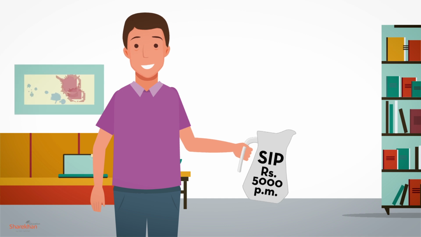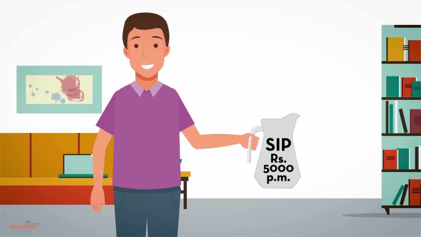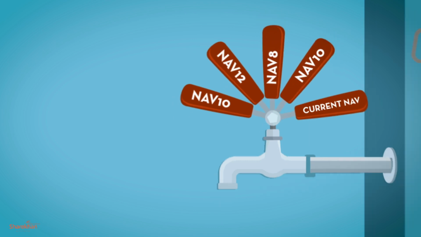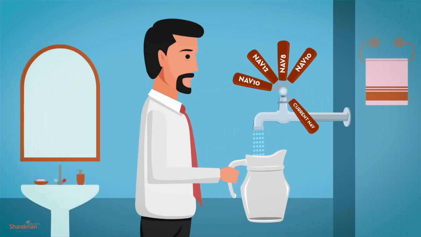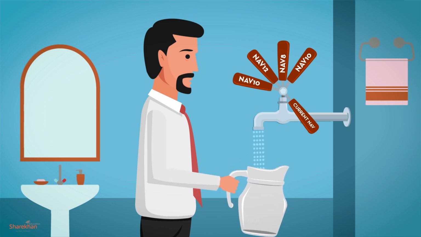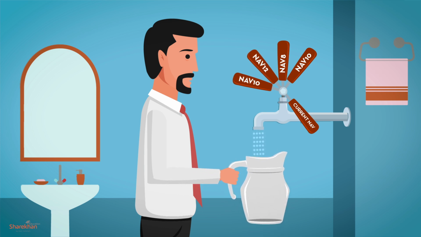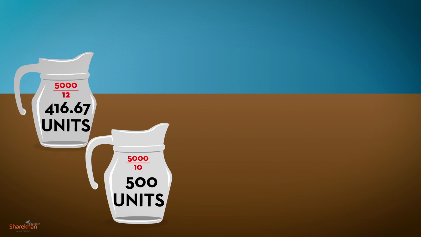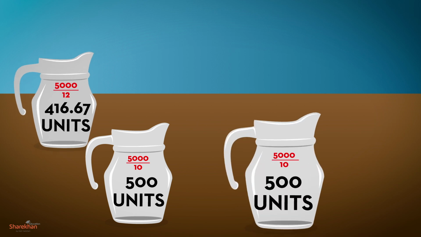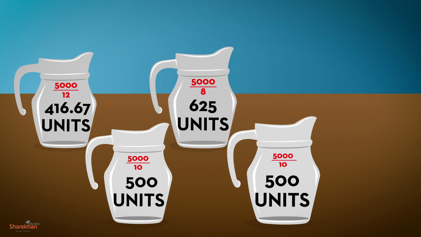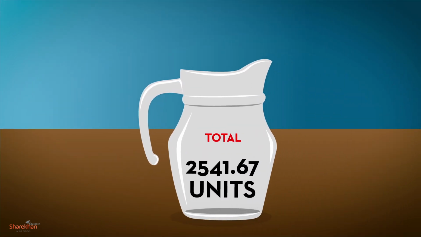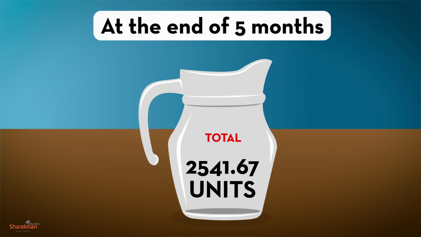Say Richie starts a monthly SIP of 5,000 rupees in an equity fund. With each installment, he gets units in proportion to the NAV at that point in time. Let's imagine the NAV at the end of each month over the course of 5 months is 10, 12, 10, 8, and then 10 respectively. In the first month, he gets 500 units in hand, then 416, followed by 500, then 625, and finally 500 again. This would give him a total of 2,541.67 units in hand at the end of 5 months with an average price of 10.